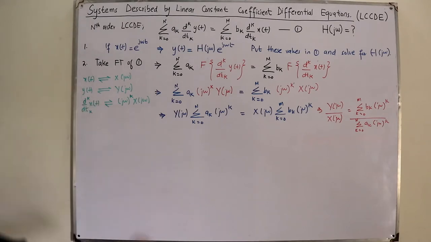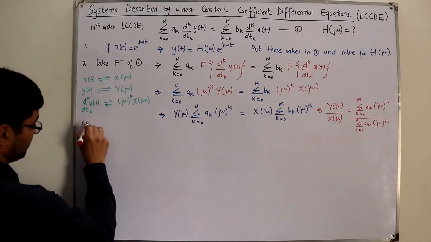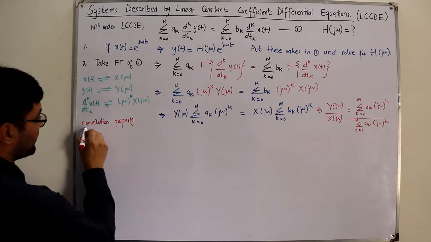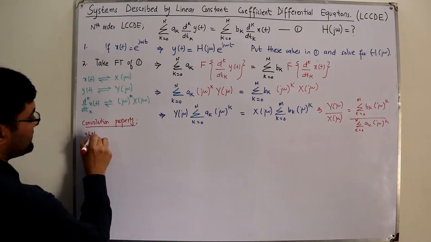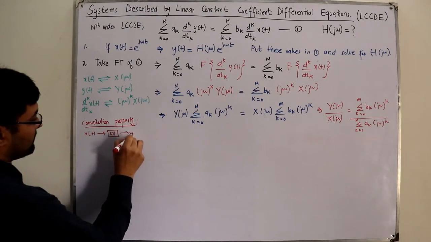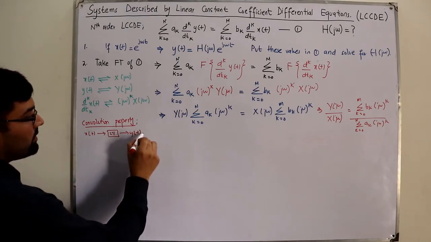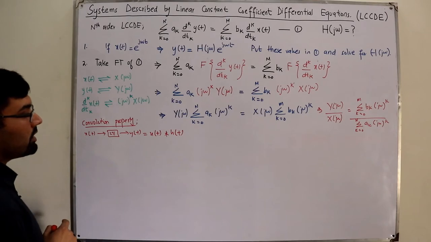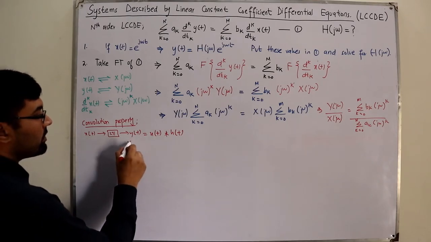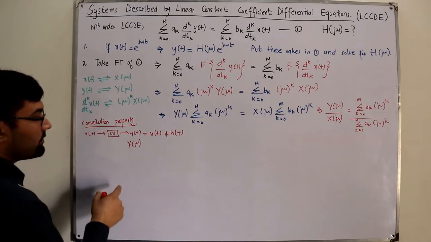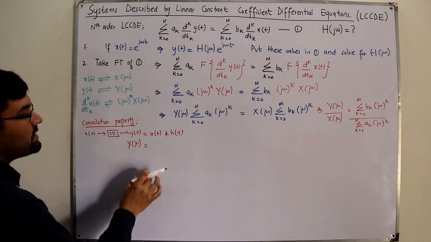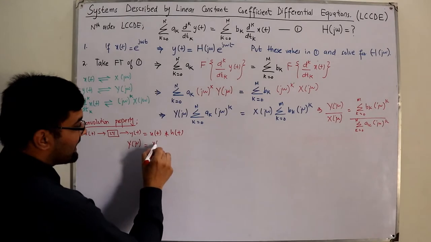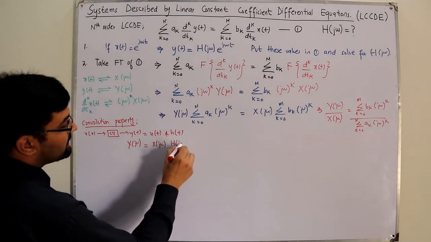Now, let me remind you of one thing: the convolution property. If x of t is the input to an LTI system, the output is y of t. What would be y of t? This would be x of t convolved with h of t. And what does the convolution property say? In the frequency domain you have to simply multiply the two signals if you are convolving them in the time domain. So this means that y of j omega would be x of j omega multiplied with h of j omega.